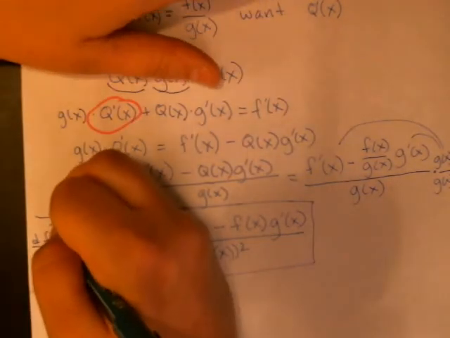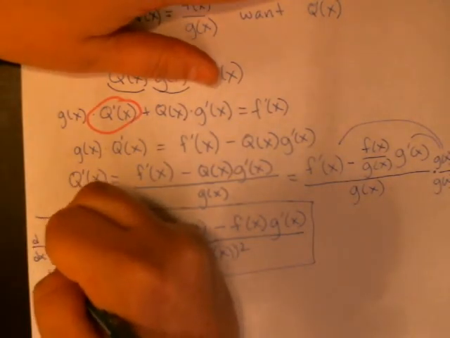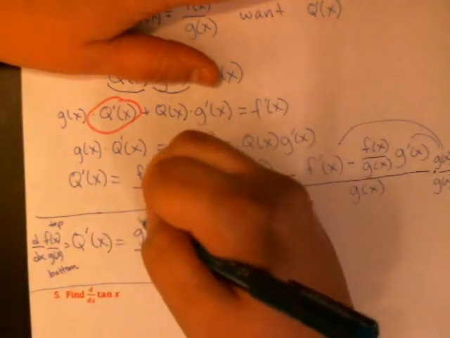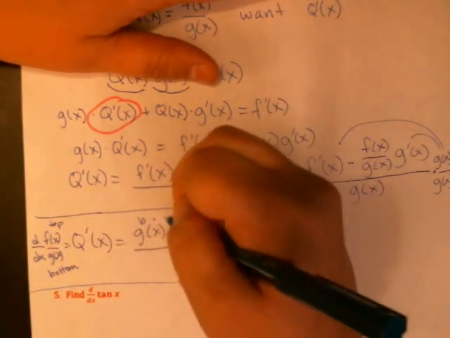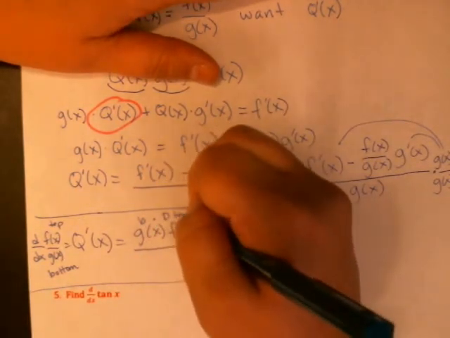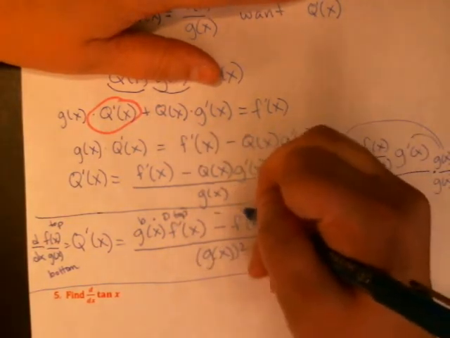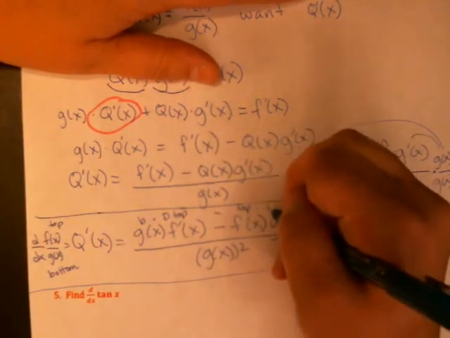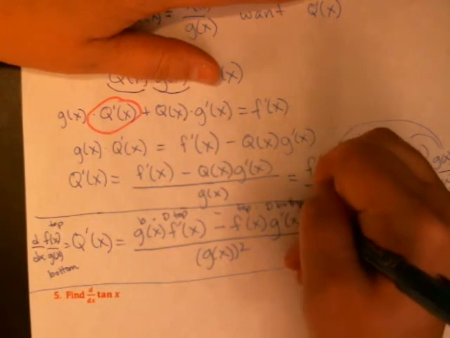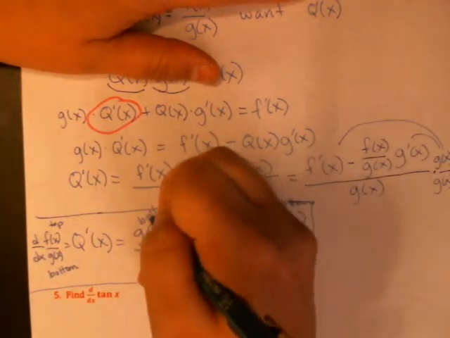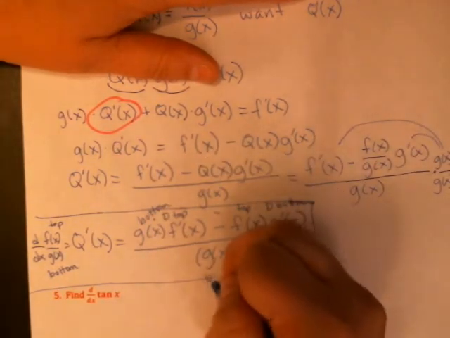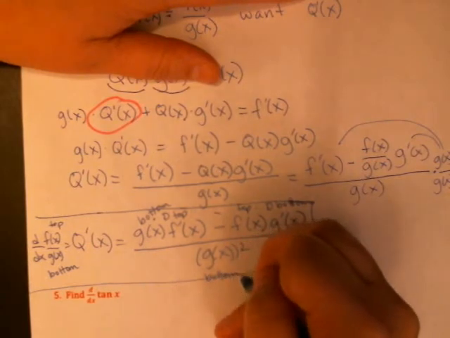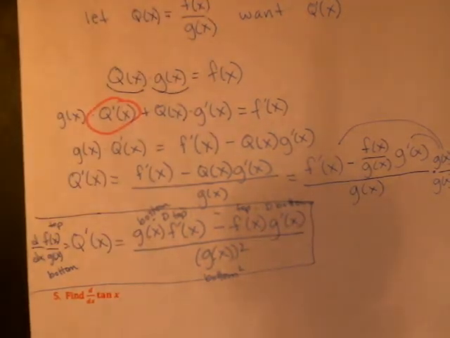So I look at this as the top and the bottom, and I say I have the bottom multiplied by the derivative of the top minus the top multiplied by the derivative of the bottom, over the bottom squared. So that's what I say to myself. Bottom times the derivative of the top minus top times the derivative of the bottom over the bottom squared.